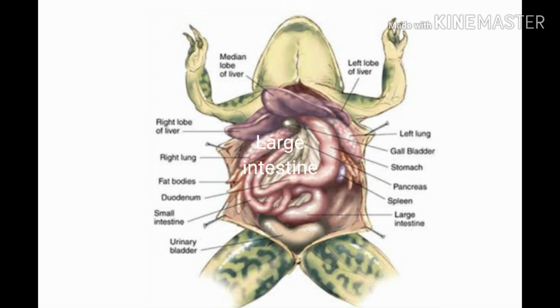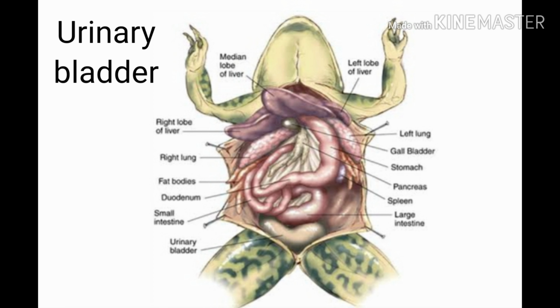The large intestine is a straight, club-shaped, usually dark-colored tube, continuous with the small intestine and ending at the anus or vent. It is the one that collects waste and absorbs water. The urinary bladder is a membrane-like bilobed sac. It is where urine is stored.